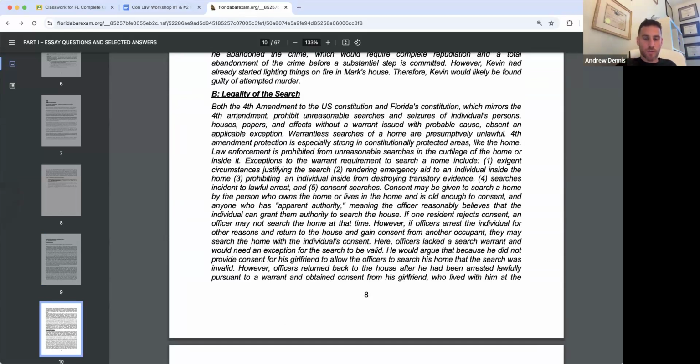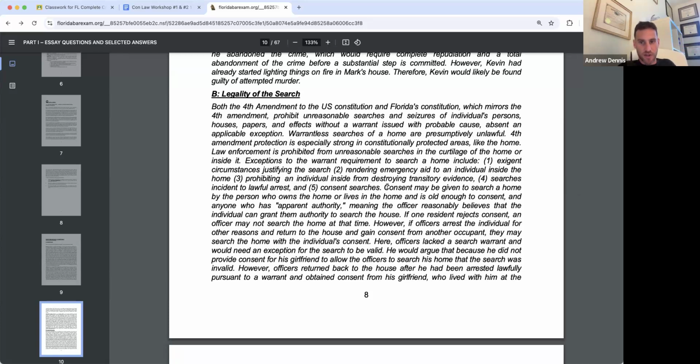Okay. Both the Fourth Amendment of the U.S. Constitution, and Florida's Constitution, which mirrors the Fourth Amendment, prohibit unreasonable searches and seizures of individual persons, houses, papers, and effects without a warrant issued with probable cause, absent an applicable exception. Warrantless searches of a home are presumably unlawful. Fourth Amendment protection is especially strong in constitutionally protected areas like the home. Law enforcement is prohibited from unreasonable searches in the curtilage of the home or inside it. Exceptions include exigent circumstances, emergency aid to an individual inside the home, preventing an individual inside from destroying transitory evidence, searches incident to lawful arrest, or consent searches.